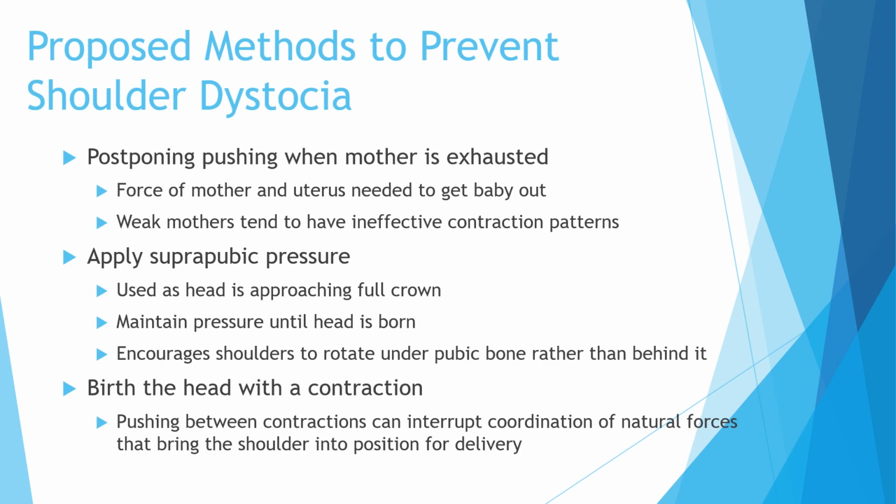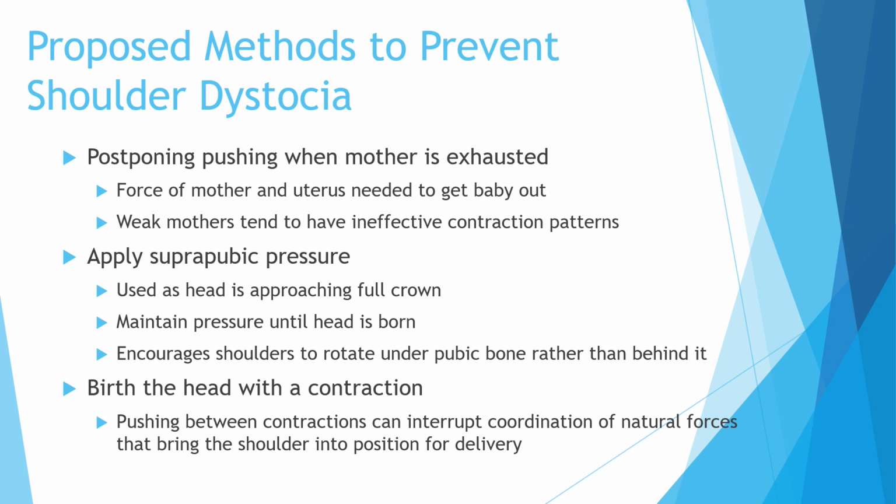Proposed methods for preventing shoulder dystocia. Postponing pushing when the mom's exhausted. It is hard. If her body's involuntarily pushing, just let her body push. Encourage her to rest in between. Forcing the mother and uterus to get the baby out makes it a higher chance. Weak mothers tend to have ineffective pushing. Her uterus is tired, her body is tired. You're going to have a higher chance of a shoulder dystocia because the body can't help rotate to get the baby out.